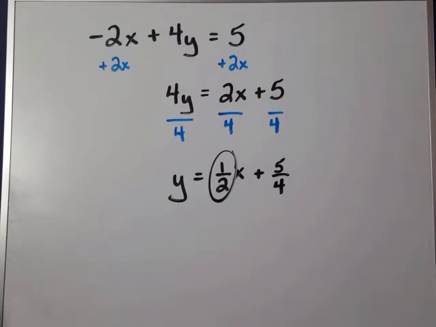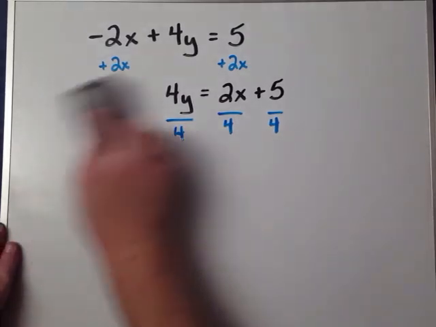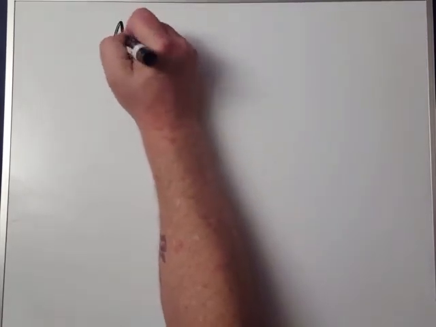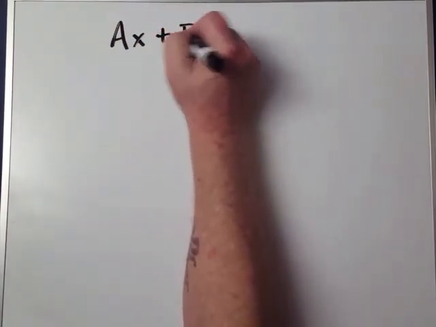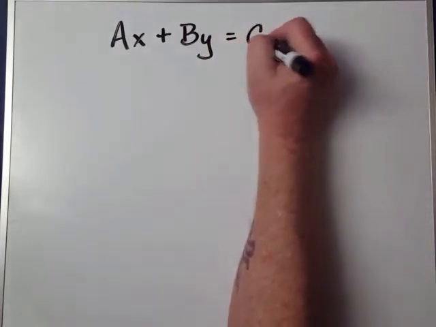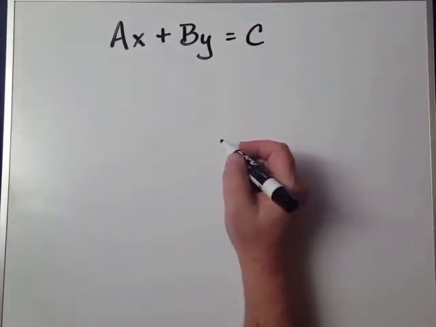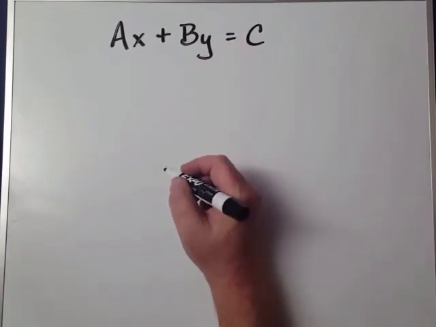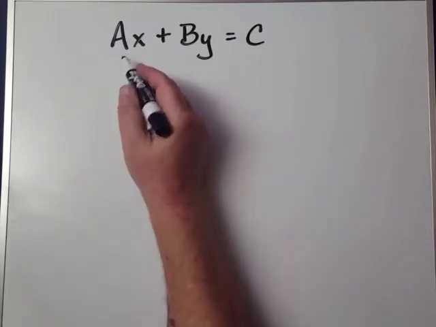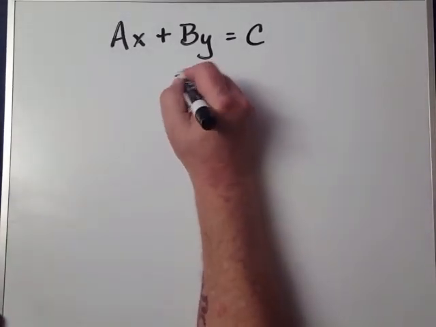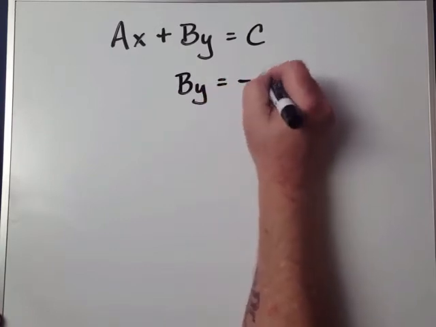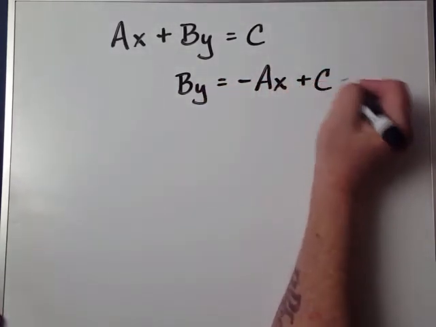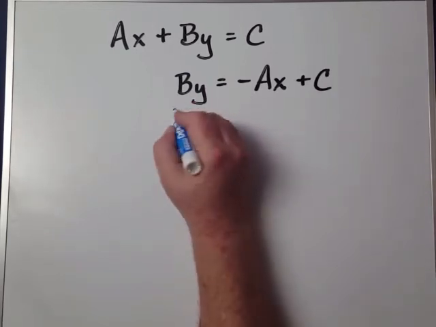Let me show you something else. I want to do a problem like this again, but let me do it generically this time. Let's go back to just our basic standard form. A, B, and C are numbers. X and Y are my variables. And solve this for Y. Subtract AX from both sides. And divide both sides by B.